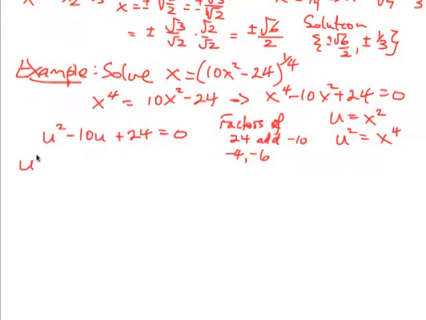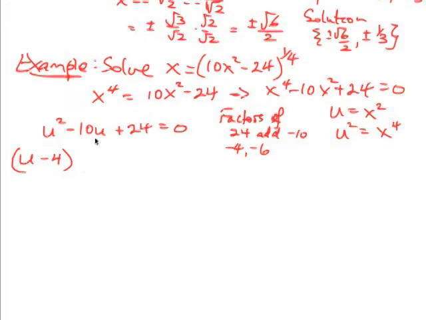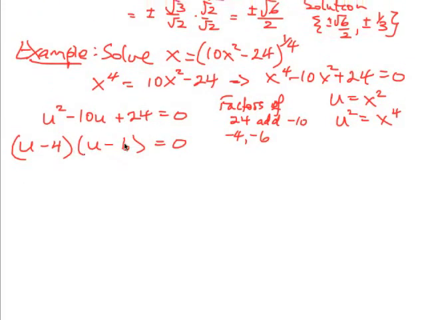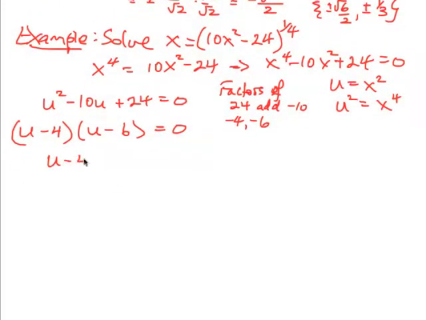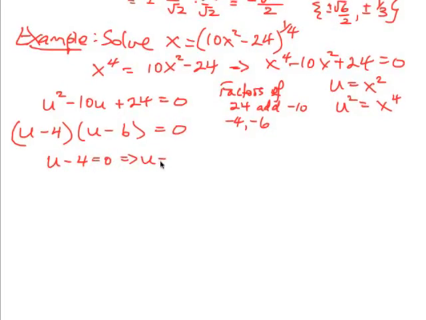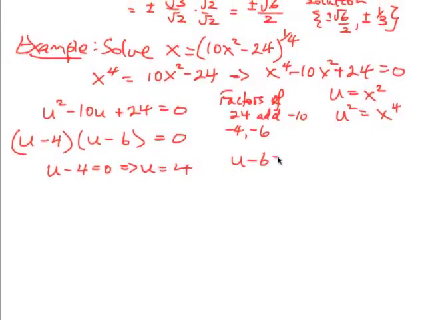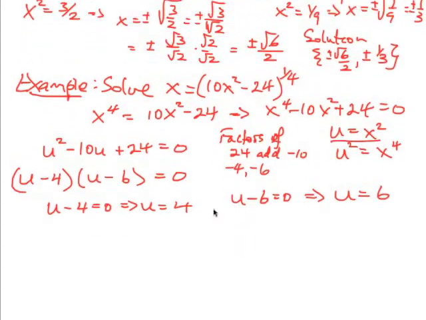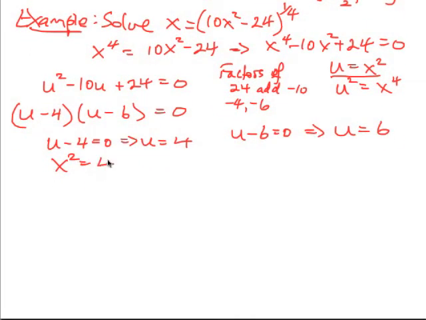So this would be u minus 4 and u minus 6 equals 0. Make sure it works, and it does, and so u minus 4 equals 0 implies that u equals 4, and u minus 6 equals 0 implies that u is equal to 6. But remember that u is equal to x squared. So what I have is x squared equals 4, or x squared equals 6. Using the square root property, x is equal to plus or minus 2, or x is equal to plus or minus the square root of 6.